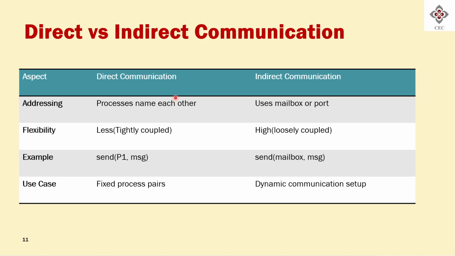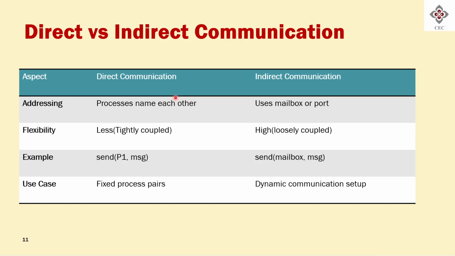And the next is the flexibility. In direct communication it is very tightly coupled because we have to explicitly specify the process name, we cannot change it, whereas in indirect communication it is loosely coupled, where we can put data and later we can access it by any process. Example, send P1 comma message.